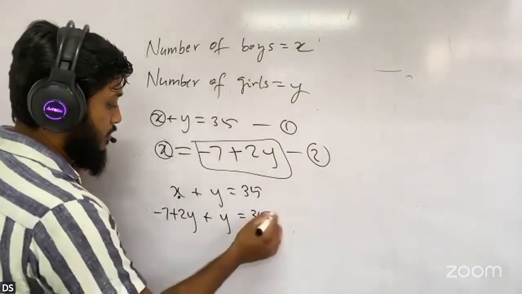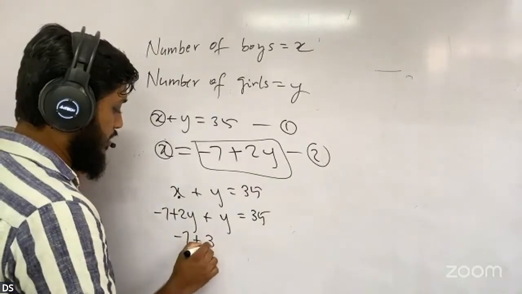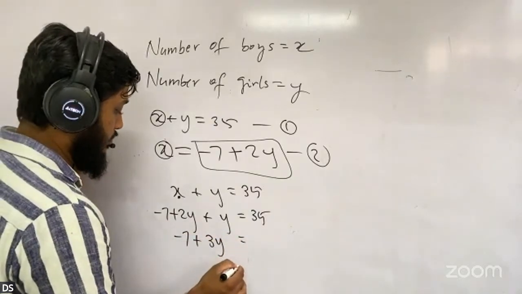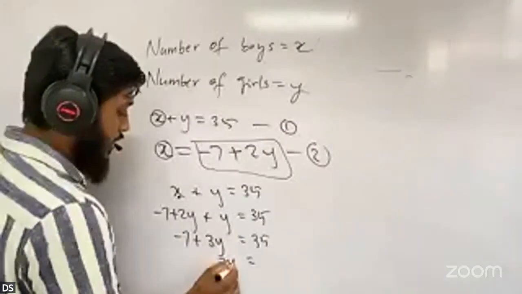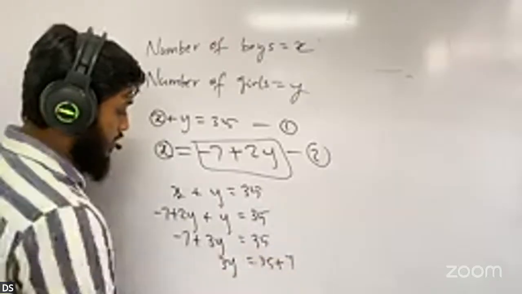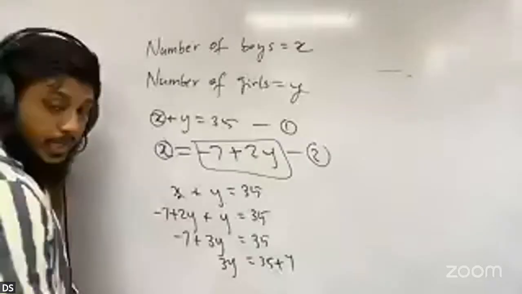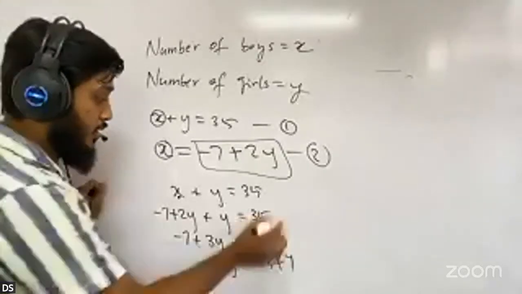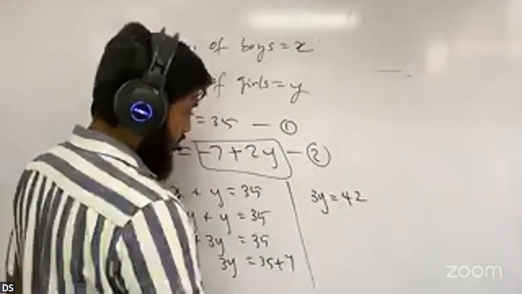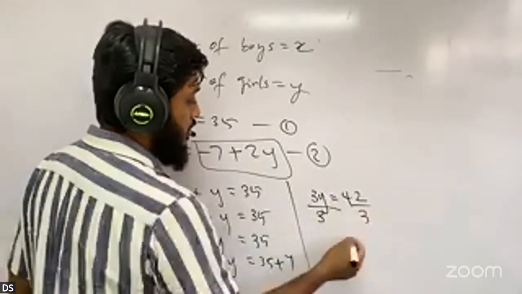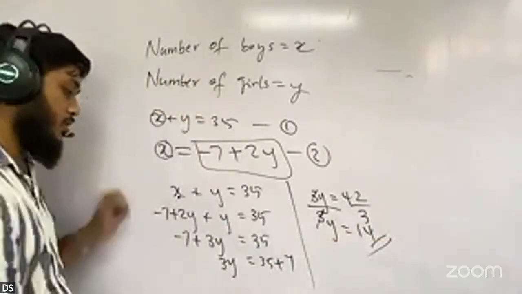Nice. Now children, 2y and y, how much? We can write minus 7 plus 3y equal to 35. Send the minus 7 to this side. 3y equal to 35 plus 7. 35 plus 7 is how much? 42. So 3y is equal to 42. Then divide both sides by 3. So 3 and 3 you can cancel. Y is equal to 14.